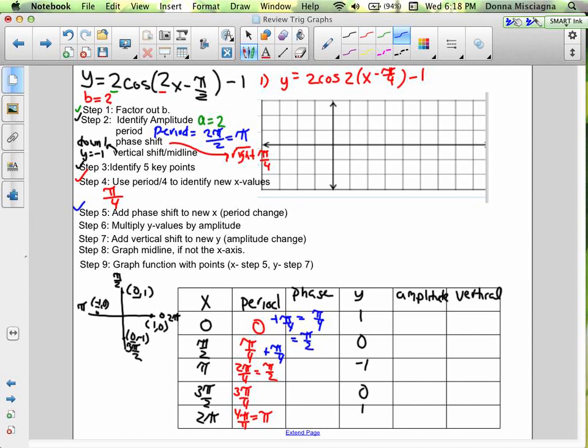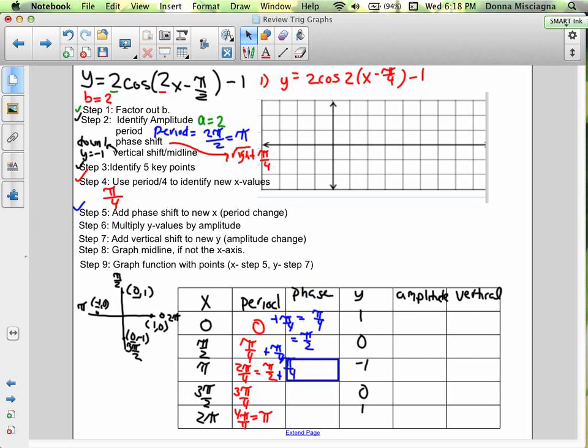Pi halves is the same as 2 pi fourths, right? We have it written right over here. So 2 pi fourths plus pi fourths. Ugh, that says pi fourths. And it wasn't so glitchy yesterday. I did the same thing yesterday.